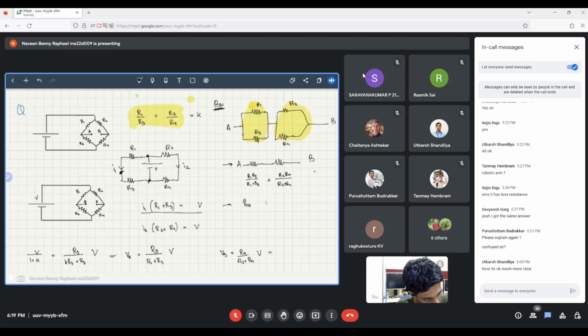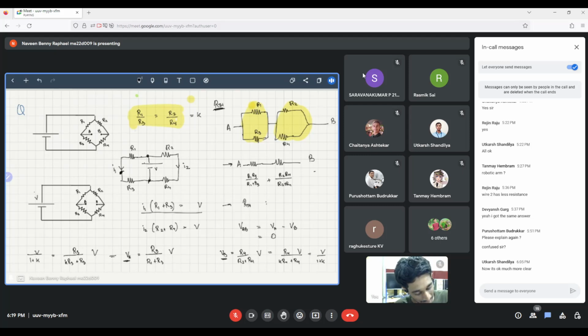Likewise, VB can be simplified because R2 is equal to R4 into K. We get R4 into V by K into R4 plus R4. Since R4 gets cancelled, we get V by 1 plus K. That means the potential at B and the potential at A are the same. If the potential at B and potential at A are the same, that means V AB, the potential difference across AB, is equal to 0. Because what is potential difference? Potential difference is difference of potential, right? So we get this is equal to 0.